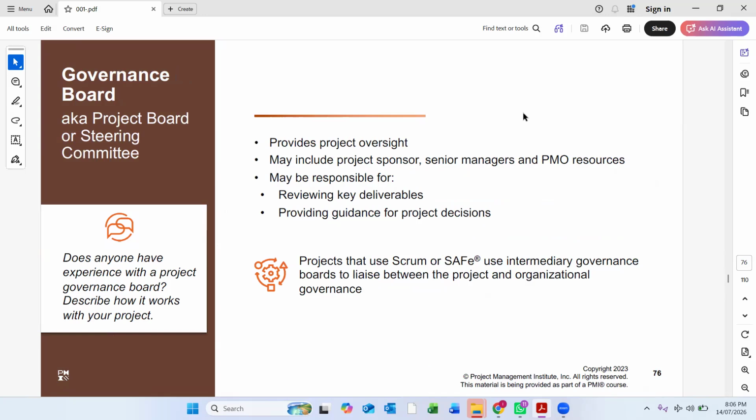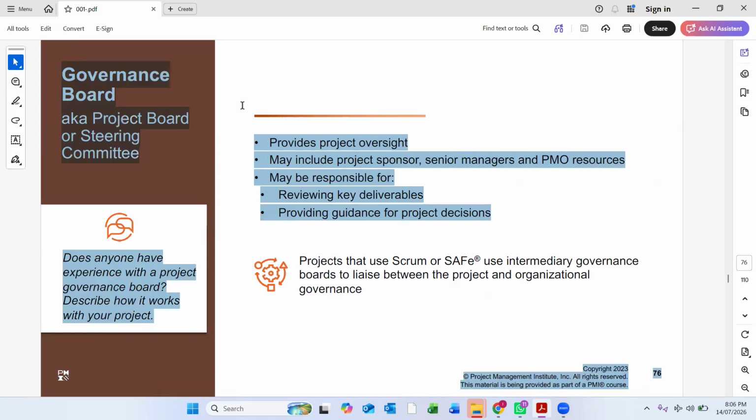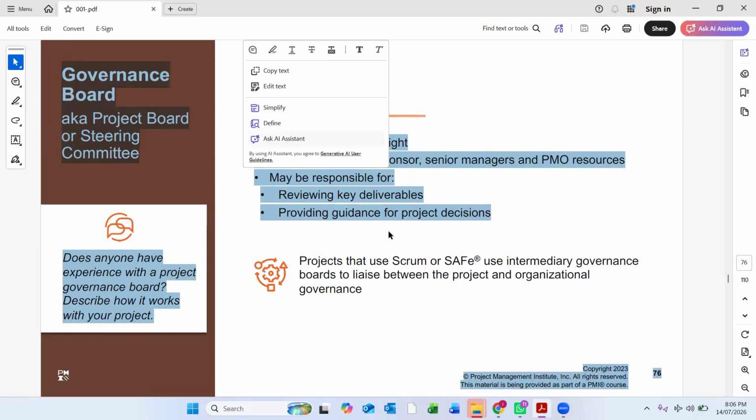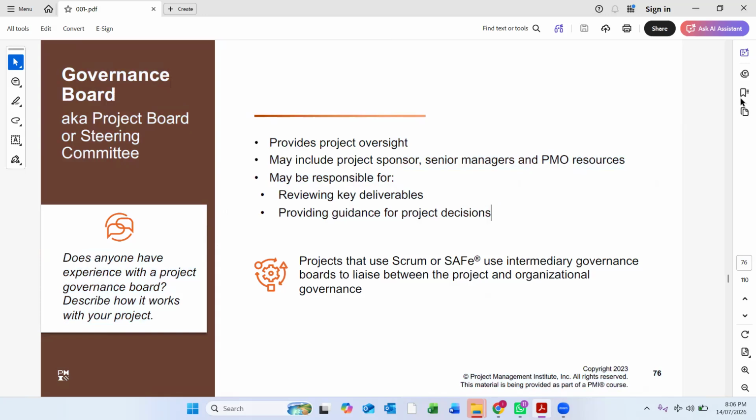Project governance, aka project board or steering committee. They provide project oversight, and may include the project sponsor, senior manager, and PMO resources, who may be responsible for reviewing key deliverables and providing guidance for project decisions. They are the ones who decide whether or not to go into that particular project. They review the key deliverables and key milestones, and the governance board should also have insight into the project.